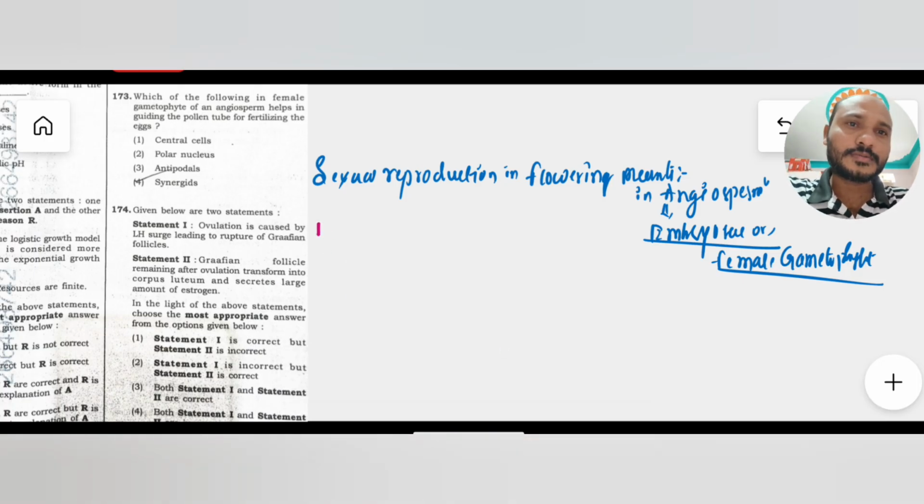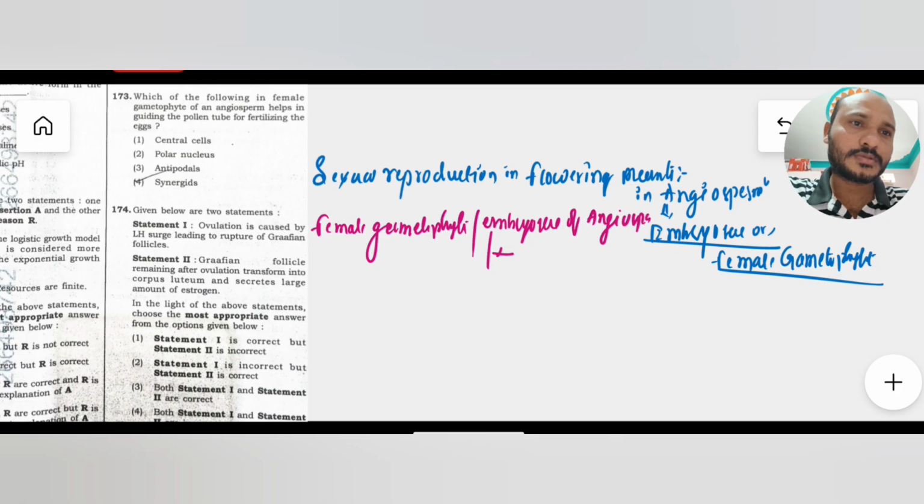Here I am writing: female gametophytes, also called embryo sacs of angiosperm, consist of three important parts. Three important parts are there.